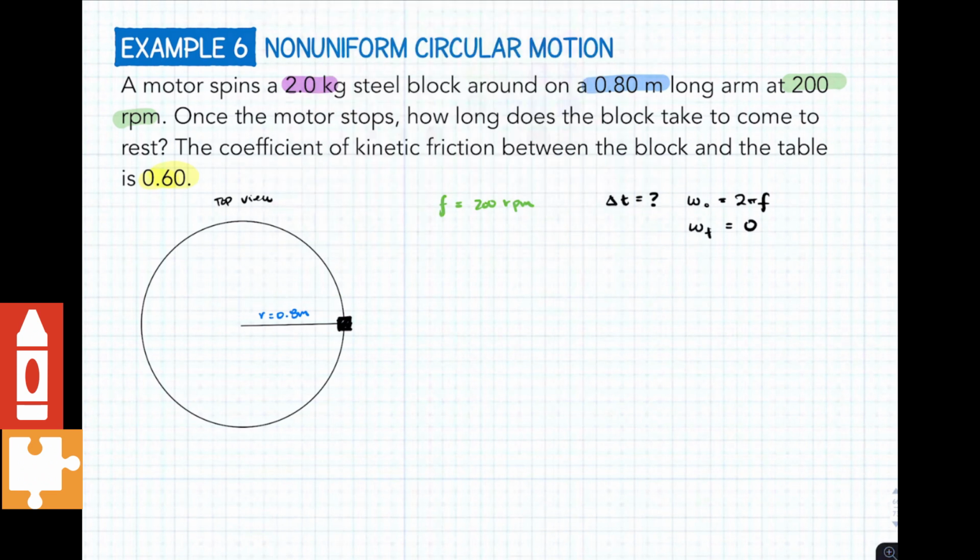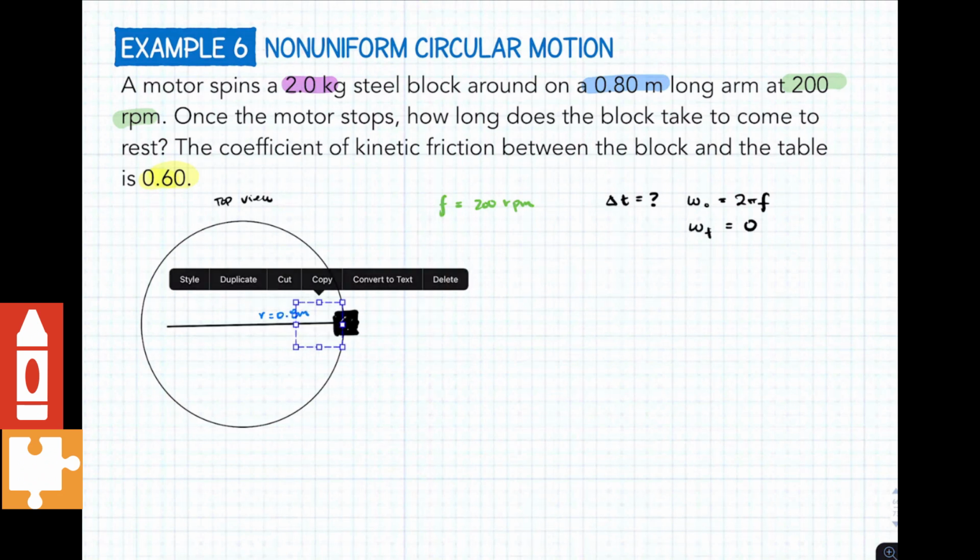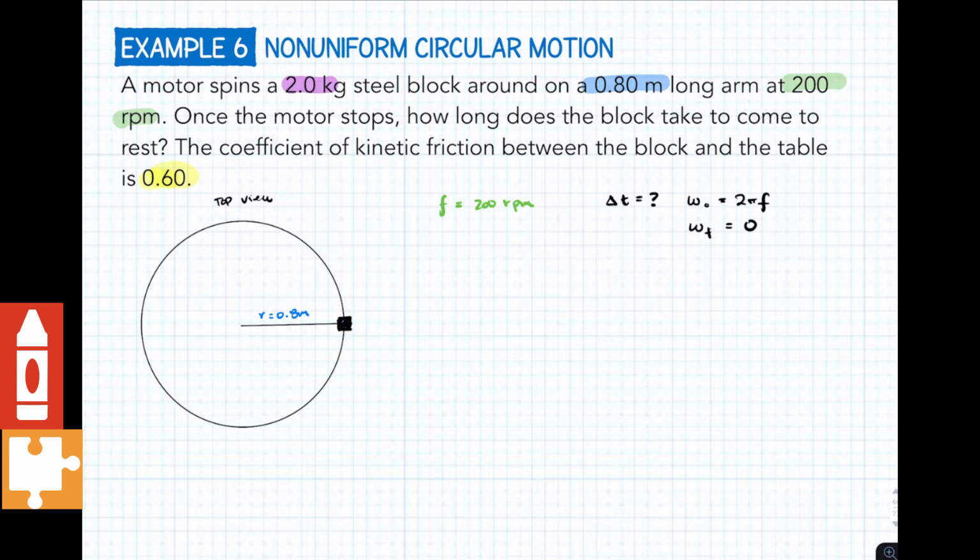So, there's also a block on the floor. So from the side view, actually, I'm just going to, oh, wow. Okay. Never mind.